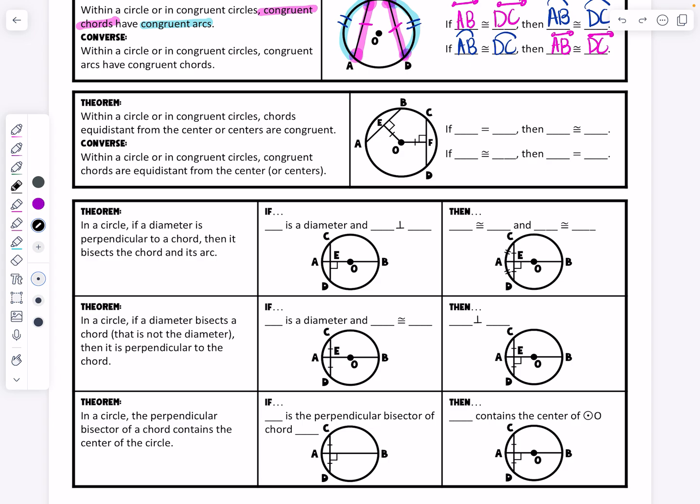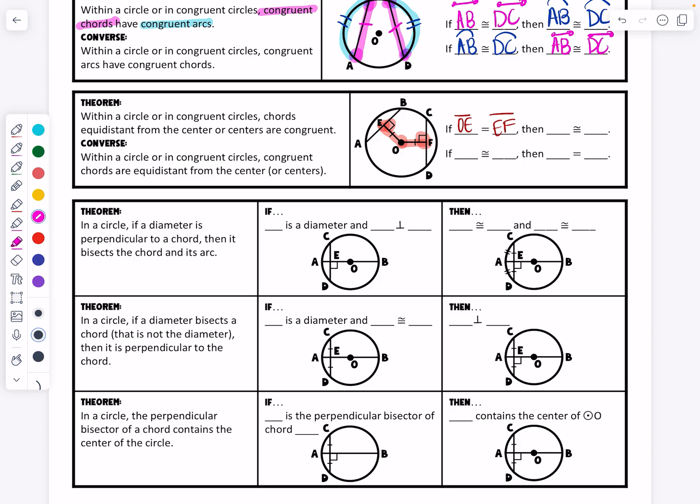Within a circle or in congruent circles, chords that are equidistant from the center or centers are congruent to each other. So we've learned this one before. We said that if O to E, the perpendicular distance, so there's that right angle, the perpendicular distance from O to E is the same length as the perpendicular distance from O to F. So if we know that O to E is equal to E to F, then what do we know? We know that those chords are going to be congruent to each other.